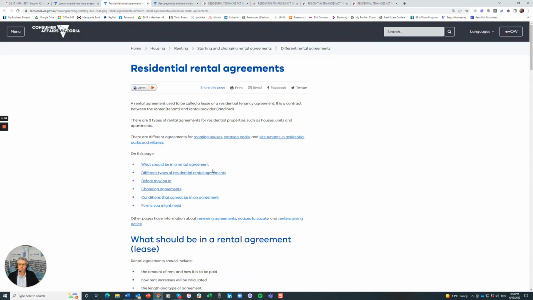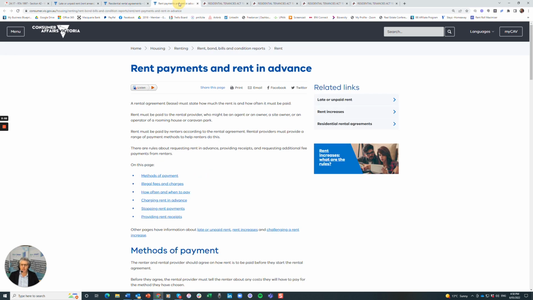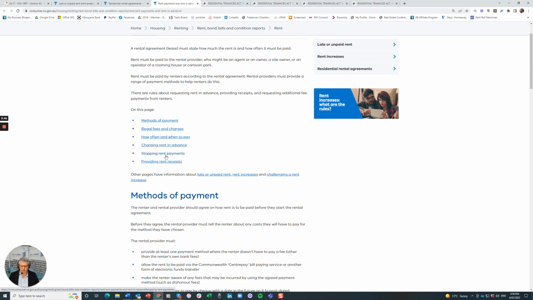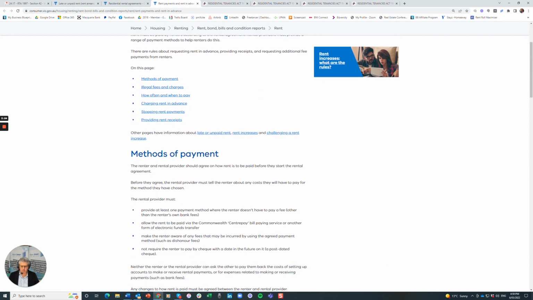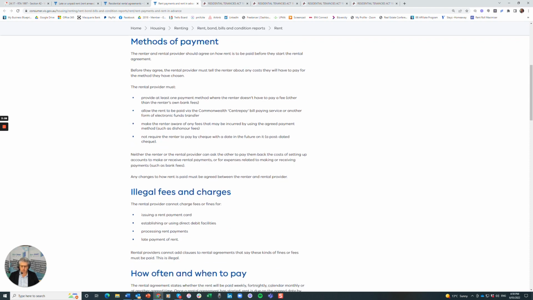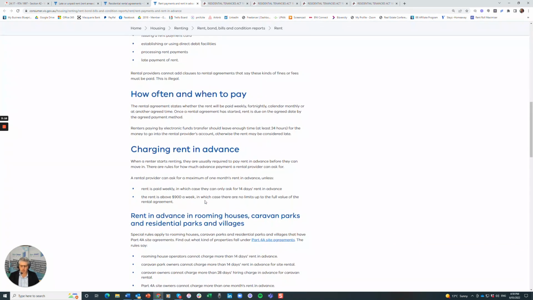Now, if you go back through to the Residential Tenancies Regulations, there will be a section in there with regards to what specifically needs to be included in the payment of rent. We'll come to that in a second, and then we've got rent payment in advance: methods of payment, illegal fees and charges, how often and when to pay, charging rent in advance, stopping rent payments, and receipts. So we've covered all of this, and I've actually copied all of this section into the Trello card as well.